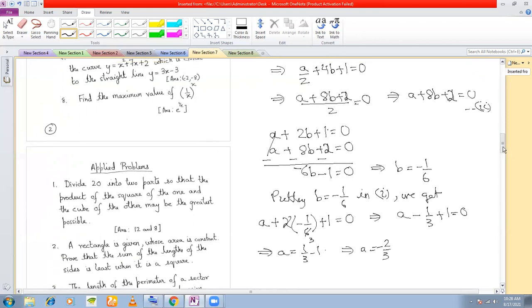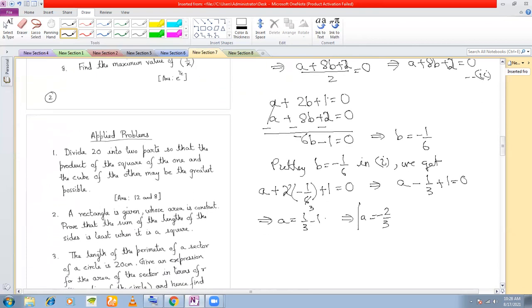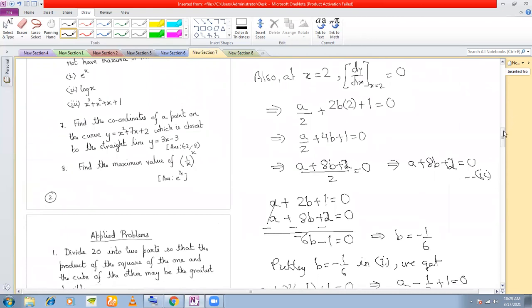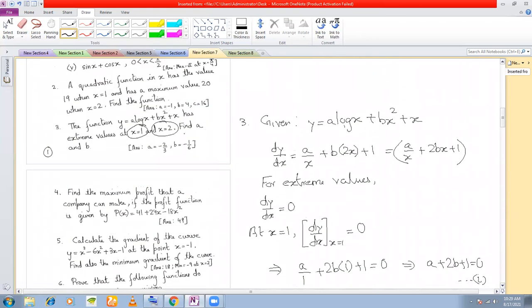Okay. So you've got the values of a and b. A is equal to minus 2/3. And b is equal to minus 1 by 6. That's what they had asked. Find the values of a and b in the question. Find a and b, and that is done.